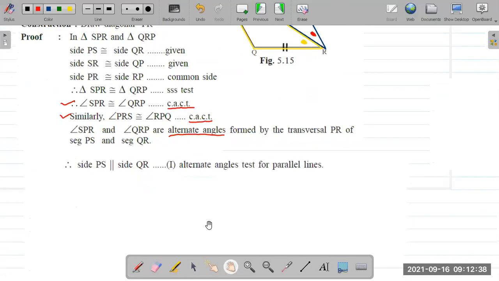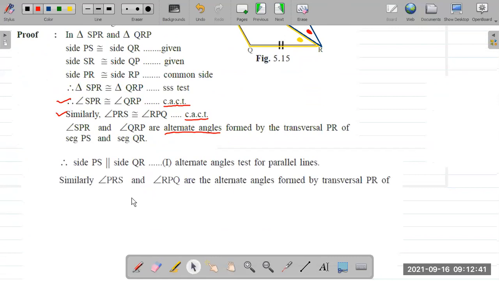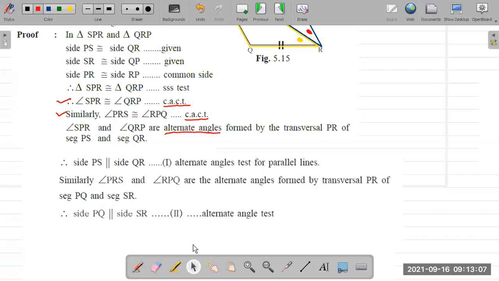Just now we saw that. Likewise, we can say that the other two pairs are also parallel. Similarly, angle PRS is congruent to angle RPQ. This is also alternate angles because of Z formation. Therefore, the other pair is also parallel, again by the alternate angle test. So since we have got two pairs of parallel sides, we can say that this is a parallelogram. So from 1 and 2, we can say that this quadrilateral is a parallelogram.